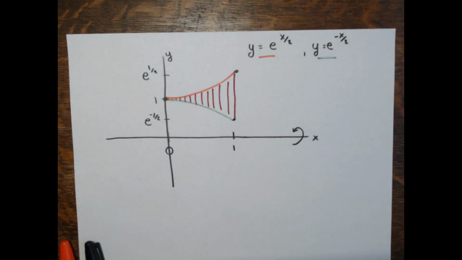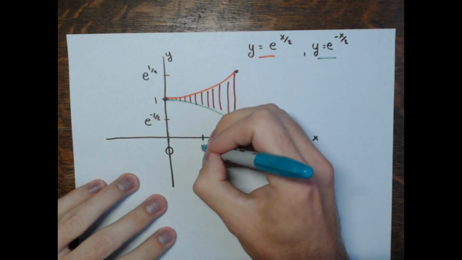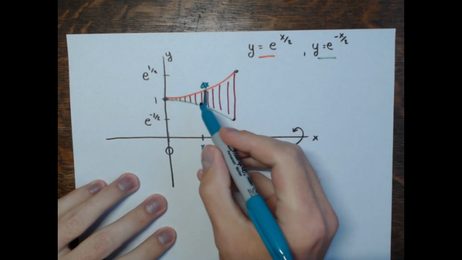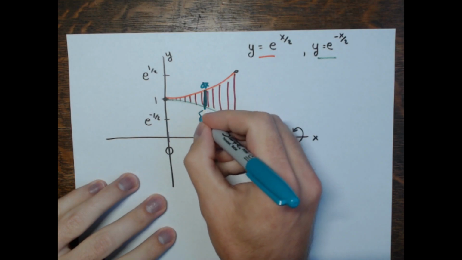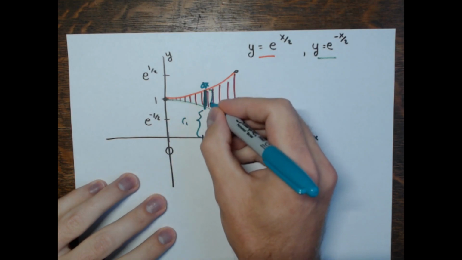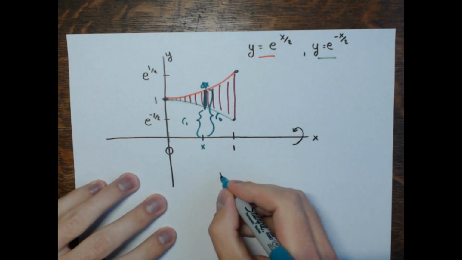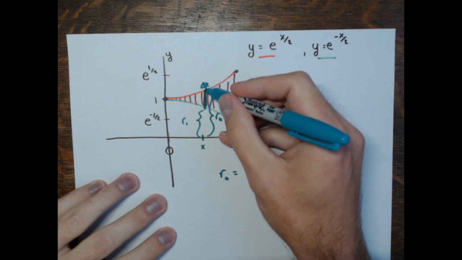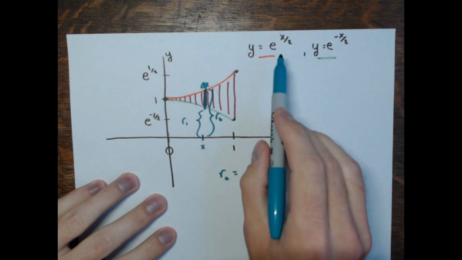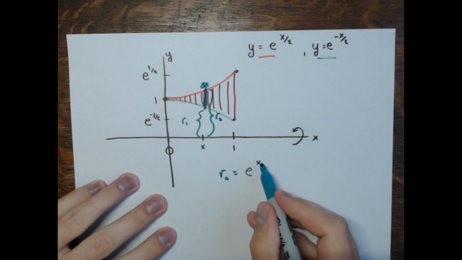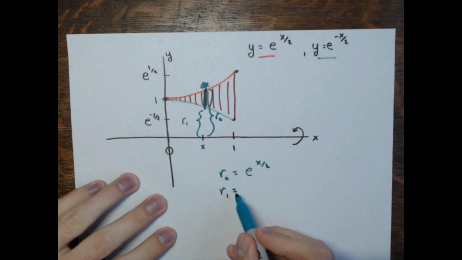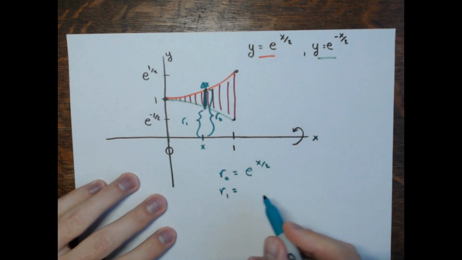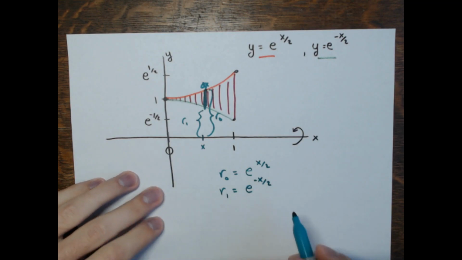Right, so if I wanted to create one of those washers, I'd pick some x value here, make a little slice with a thickness of dx. And then when I make the washer, the inner radius would be this distance. The outer radius would be this distance. The outer radius is just the y coordinate of that top curve, and I want it in terms of x. The top curve is this e to the x over 2. The inner radius is the y coordinate of the bottom curve, which in terms of x is e to the negative x over 2, or the negative half x.